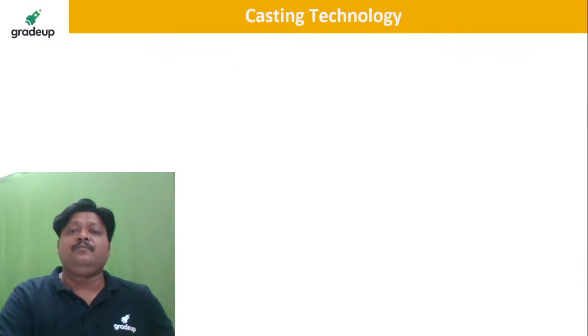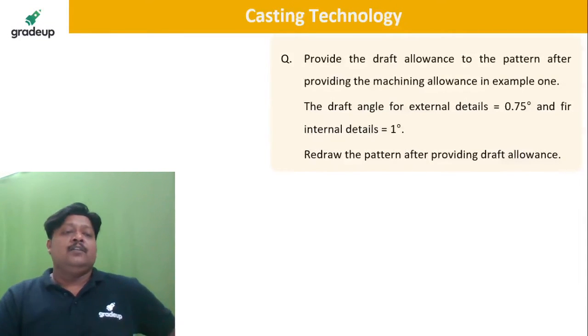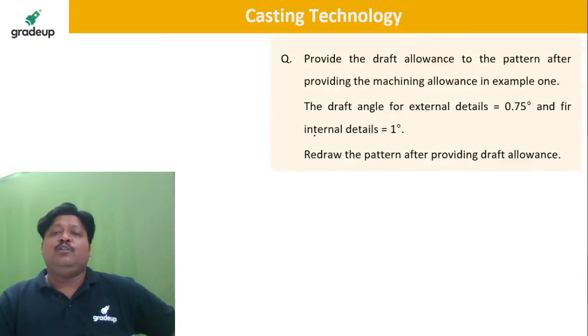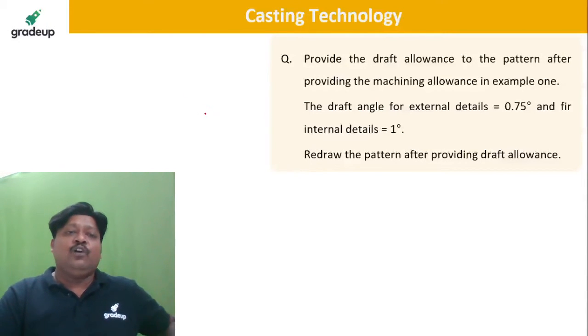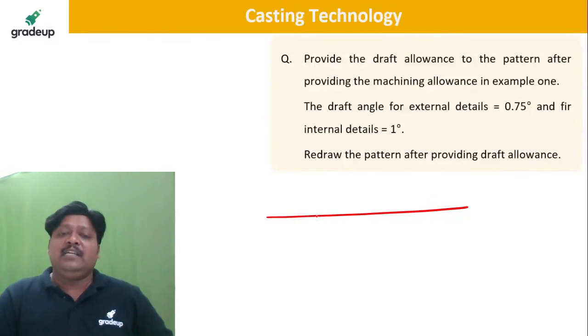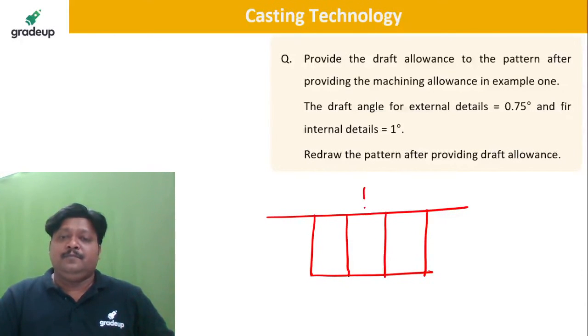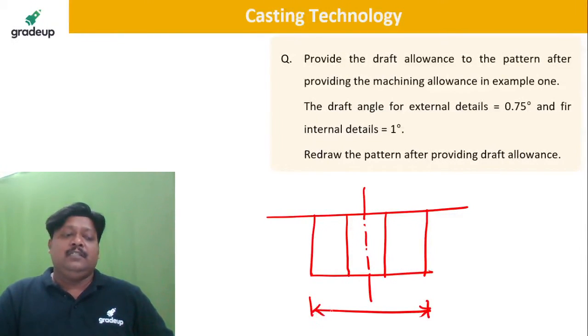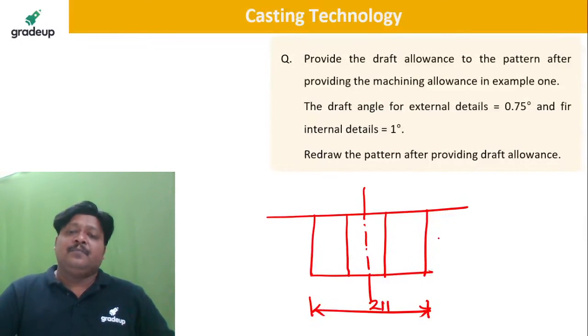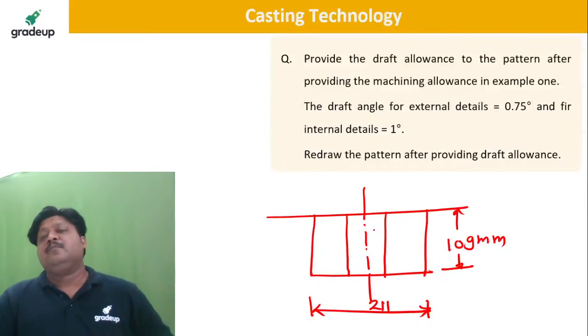Next question. Provide the draft allowance to the pattern after providing the machining allowance in example C. So we have not provided any machining allowance, but I will give you the dimension where you can have the machining allowance. So after providing the machining allowance, suppose your dimensions are now like this. This is the dimension given to you. Length is now 211, say, and height is now, say, 109 mm.